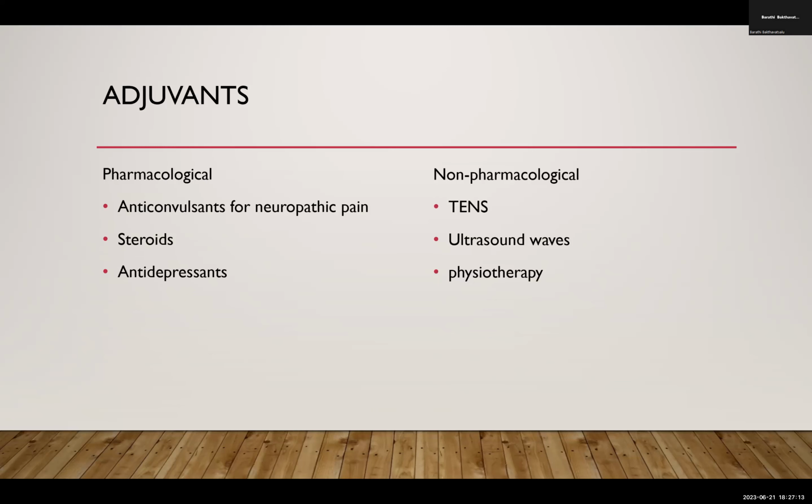Okay, adjuvants, as I said, these are all agents which help treat pain through other mechanisms, through potentiation of the pain pathways. There are pharmacological adjuvants and non-pharmacological adjuvants. Pharmacological agents are anticonvulsants for neuropathic pain. Steroid is one of the most commonly used adjuvants, and antidepressants for neuropathic pain are also commonly used adjuvants. And non-pharmacologically, we use TENS, physiotherapy, and ultrasound for the pain. So if you have localized pain, swelling, and or muscle stiffness, these can help out. So use appropriate adjuvants along with the pain medications.